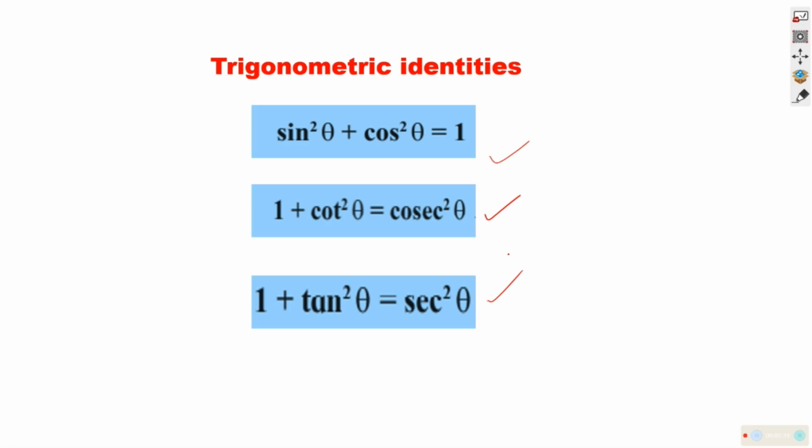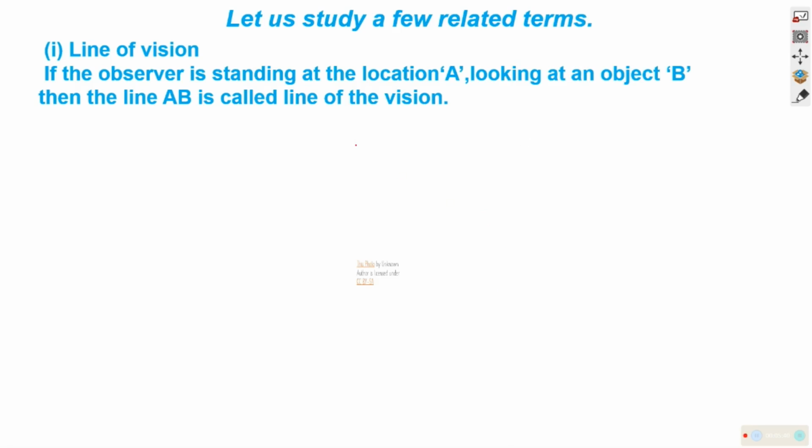This much basic information is required before going ahead with the application of trigonometry. Along with that, certain terms you should be familiar with. One of them is line of vision. Line of vision is a concept where if you are looking from A to an object at B, you can draw a line connecting A and B. That line is called line of vision. For example, if you are looking up in a particular direction, from here to here where the object is, you can draw a line. That is what is called line of vision.